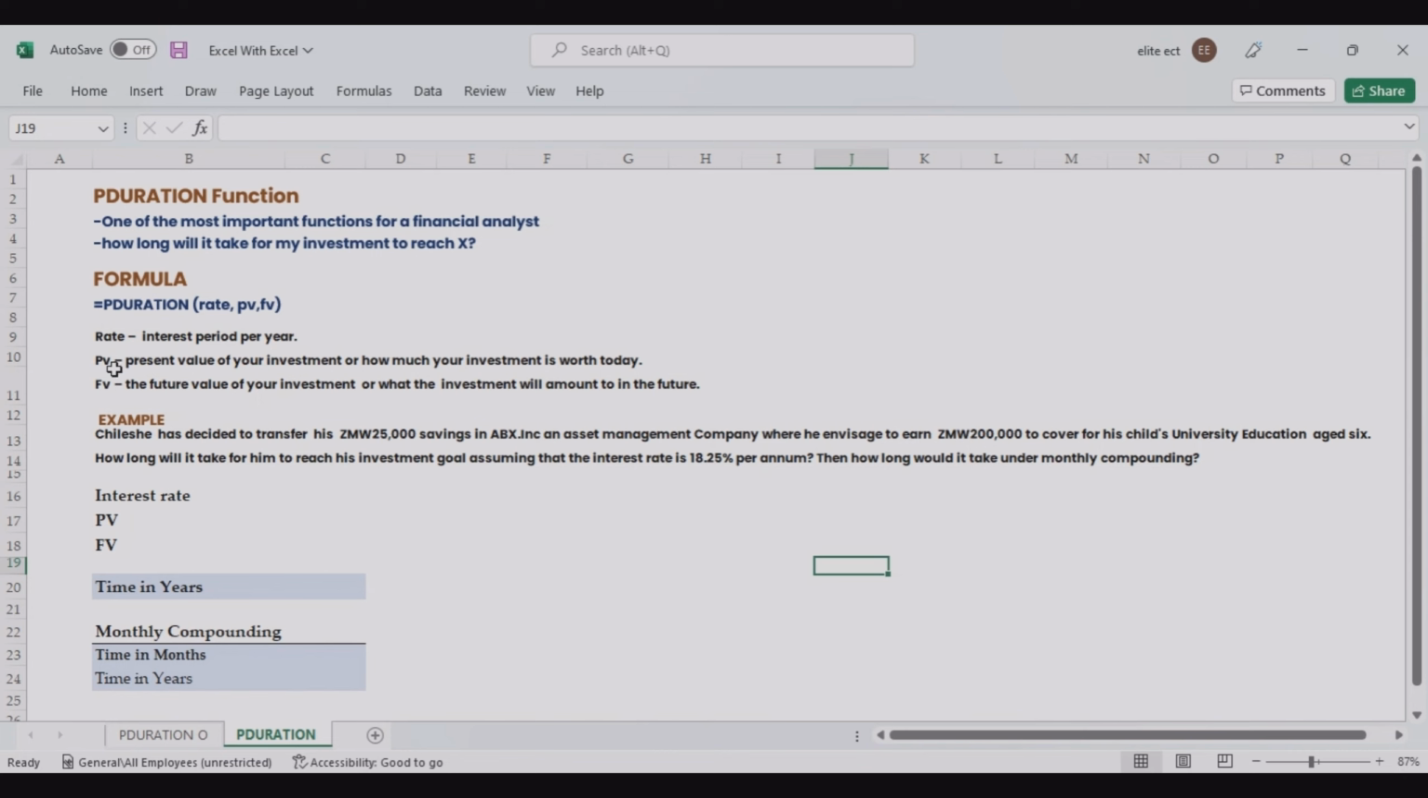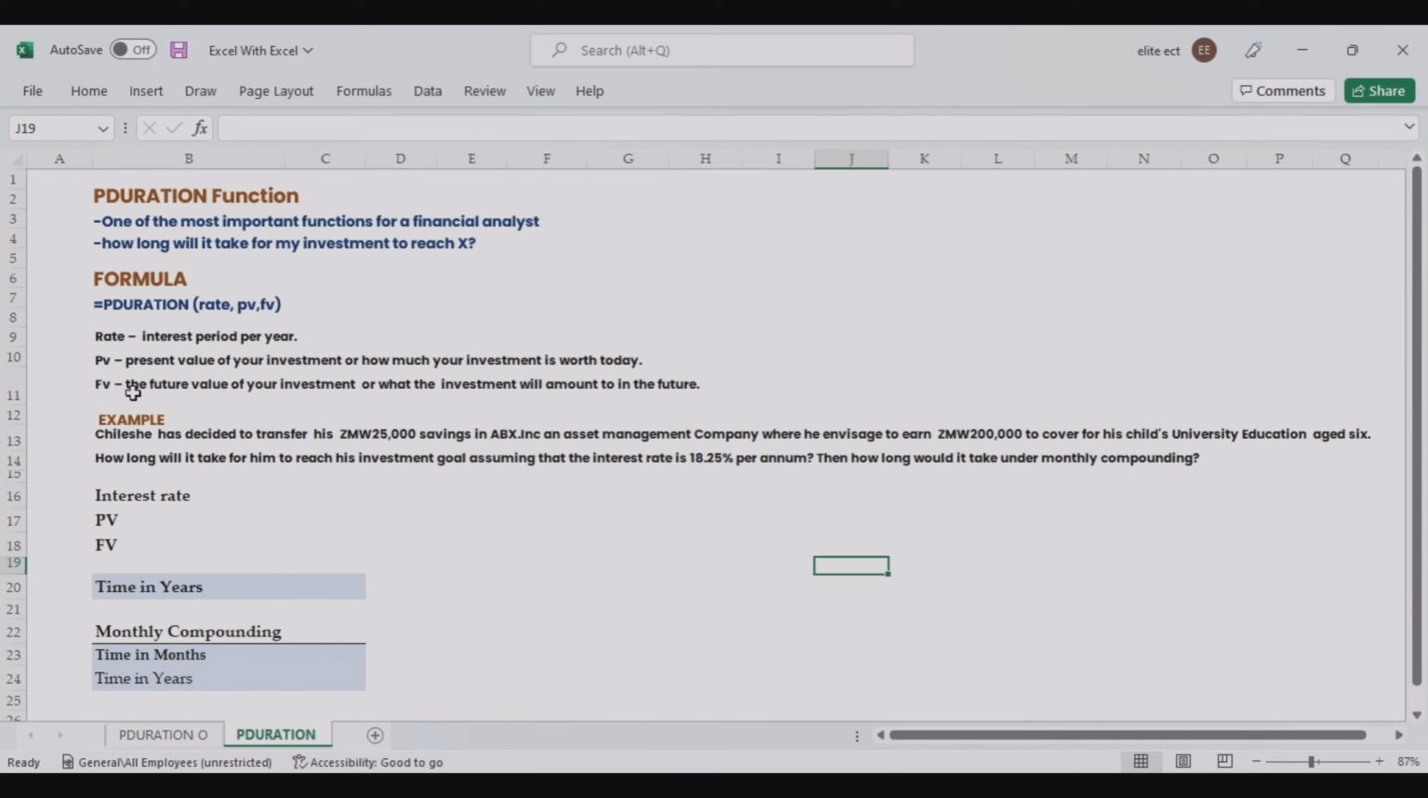Then we also need to know the present value. What is the value of our investment today? If we invest the money today, how much is it worth? That's the present value. Thirdly and lastly, we also need to know our investment target.